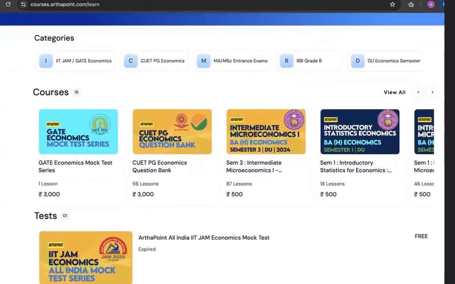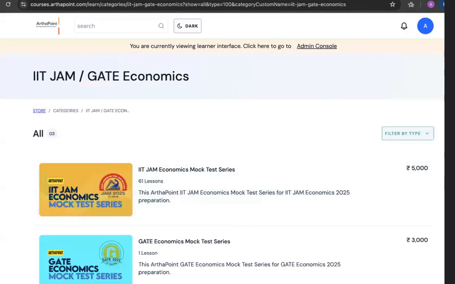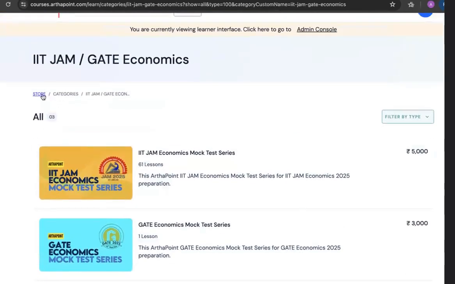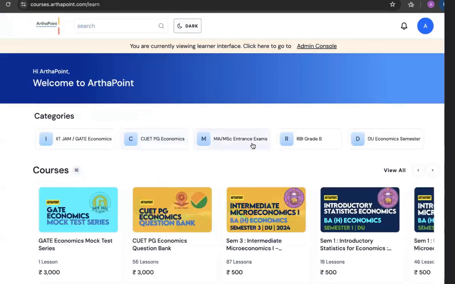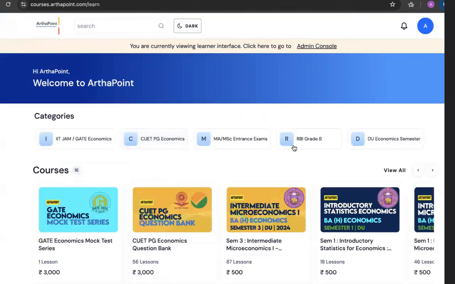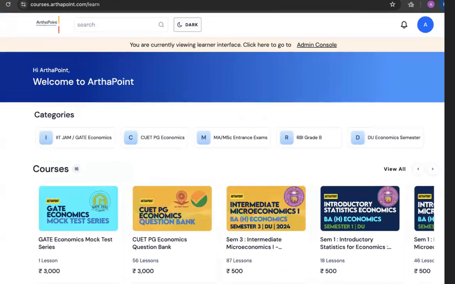Similarly, if you have a look at the IIT JAM courses, here you will be able to see the different mock test series for IIT JAM that have been launched. At the same time, you will be able to also see the question bank for CUET, which has been now launched, and you will be able to see the different other courses also, right? These are only few of the courses, beta. We do provide more courses also. These are the courses which you can directly access.